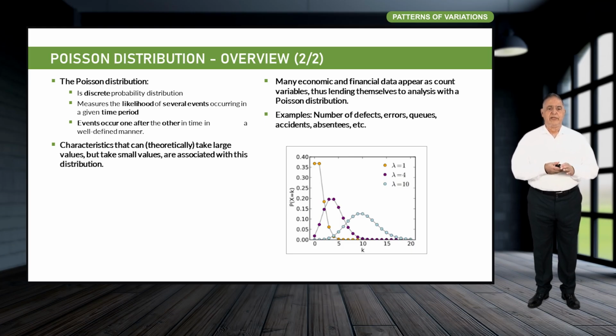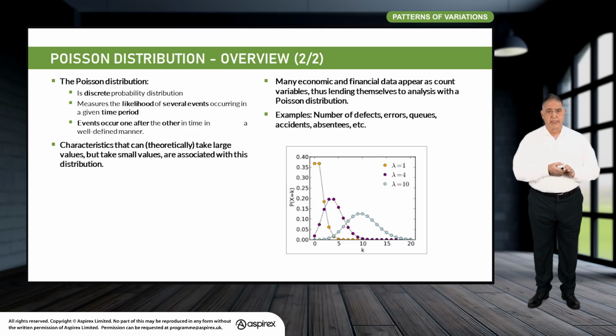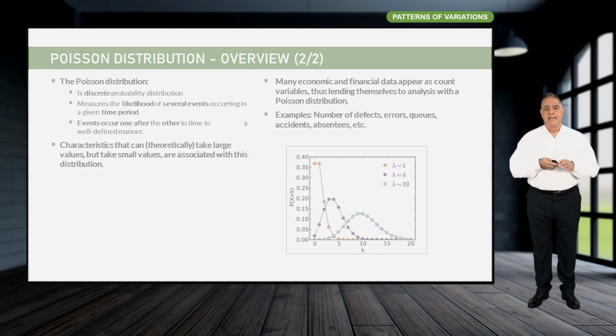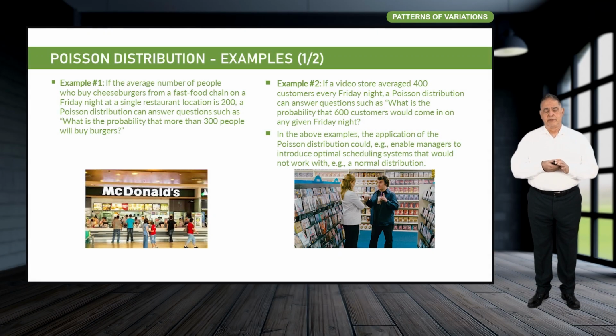So here we're referring to characteristics that can, at least theoretically, take large values, but instead they may take small values, and these are associated with this particular probability distribution curve. Here we have a couple of examples.